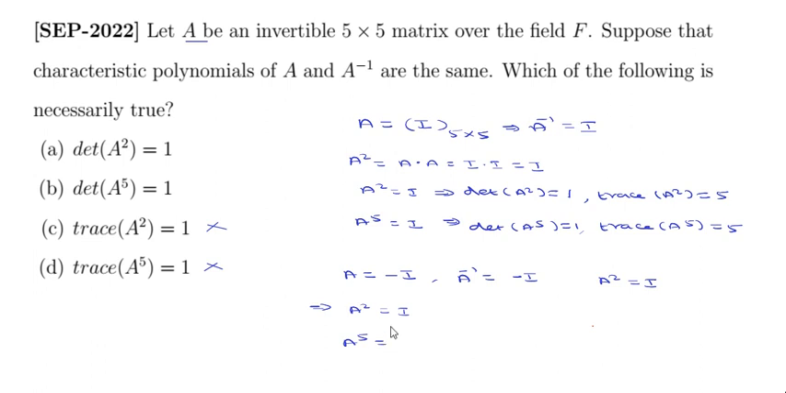What will be A power 5? A power 5 equals minus I into minus I into minus I, 5 times, so we will get minus I. For these two we will find the trace and determinant. First, the determinant of A square is 1, and the trace of A square is 5.